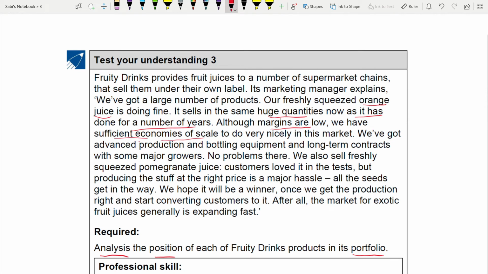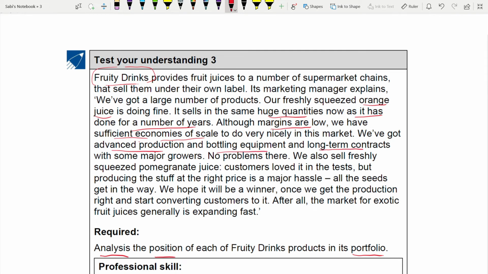Orange juice. If you see the fruity drinks, fruity drink is the industry, by the way. Individual products are orange juice and pomegranate juice. So they are going to have advanced promotion, production and bottling equipment and long-term contracts for the future.